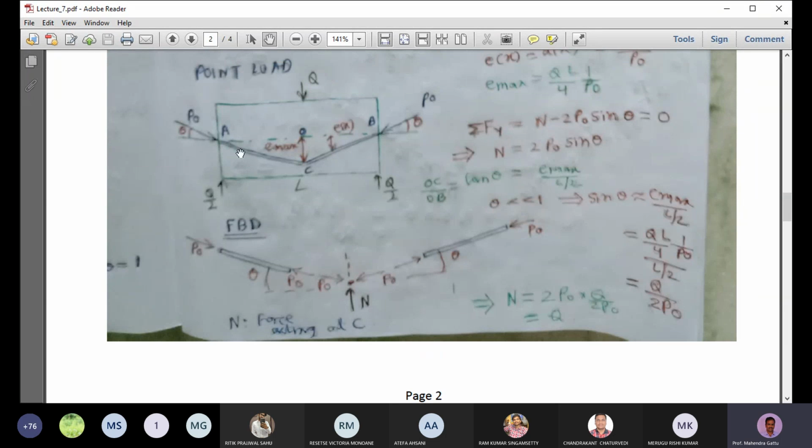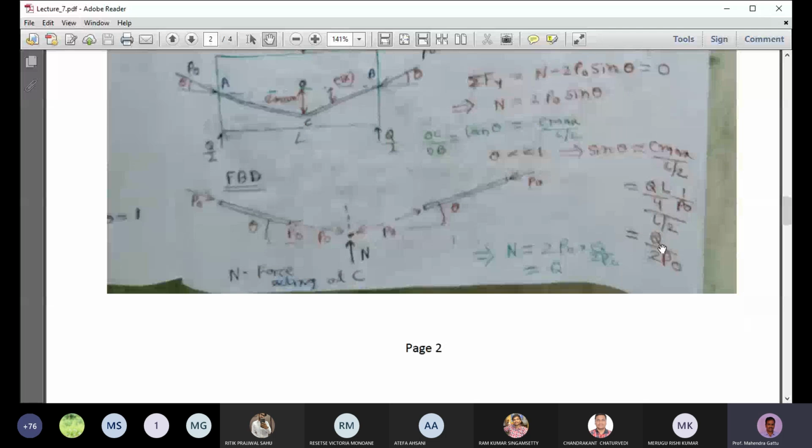So if you lay out the cable in this fashion, then what will happen is, at this sharp corner, we are getting a point load, and that point load is acting in the upward direction, and that point load value is plus Q. Okay, it's acting in the upward direction. So with this information, we have found the angle theta. The theta angle we can approximate as Q by 2 P naught, and we have found this force at joint C, that is Q.